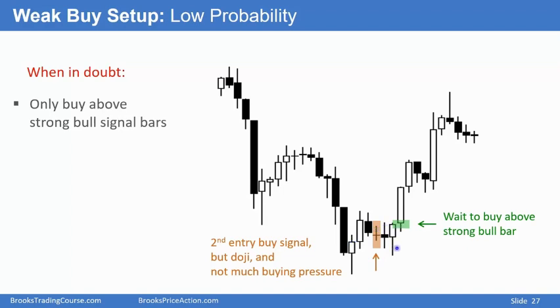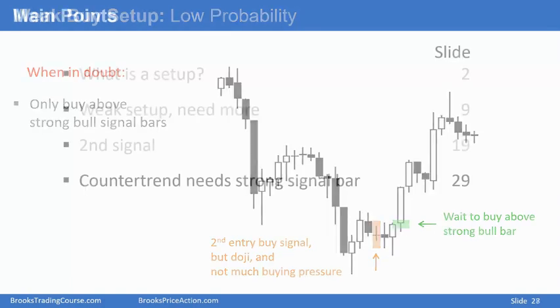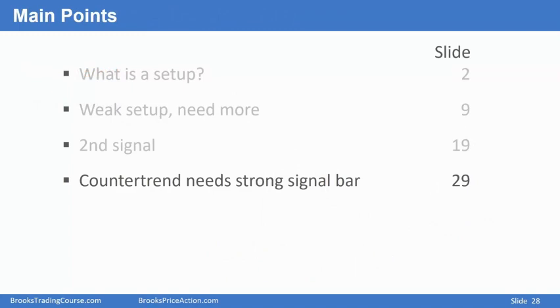In any case, the probability of making money is higher buying here than it is buying above that doji or buying above that bull bar. You enter with a stop just above the high of that bar and protective stop below, and you catch the swing up. Whenever you're trading against a trend, it's always better to have a strong signal bar in your direction.